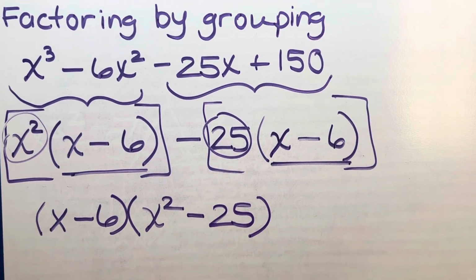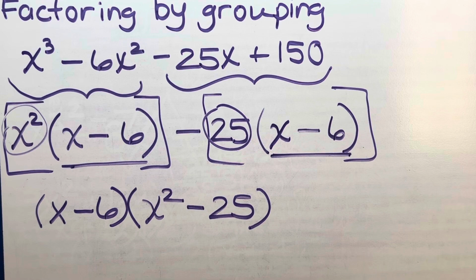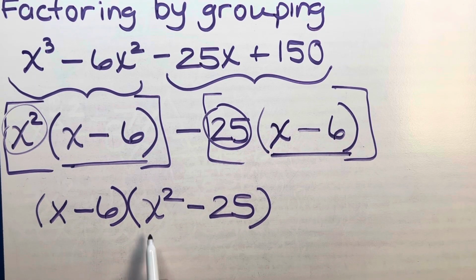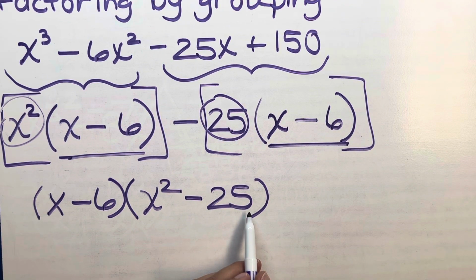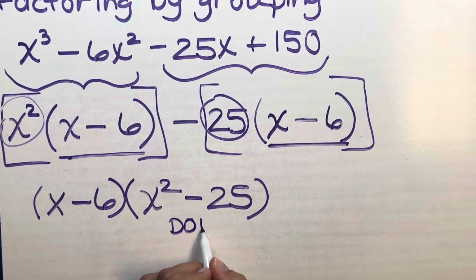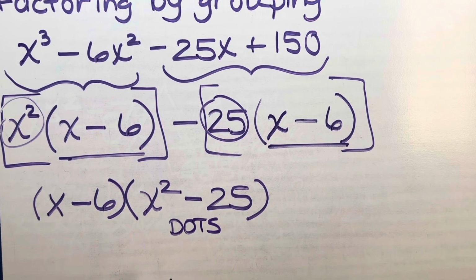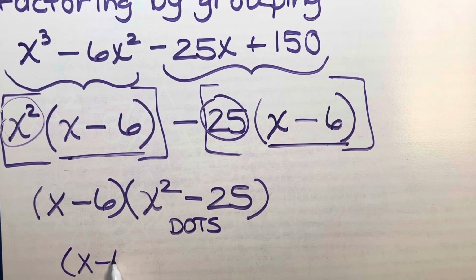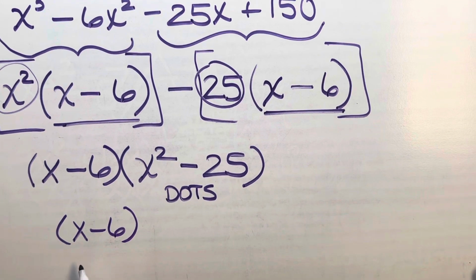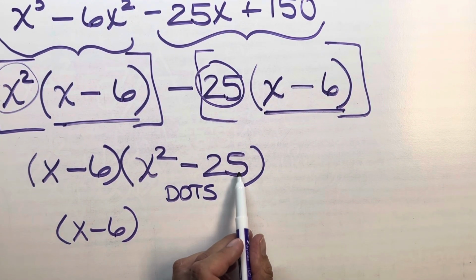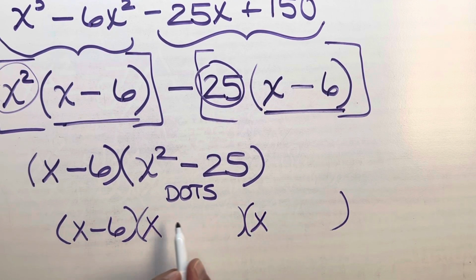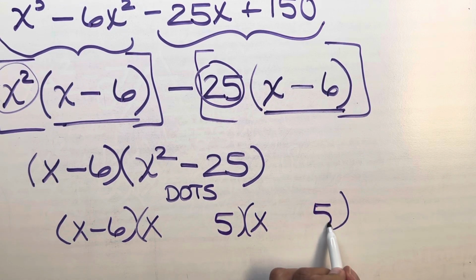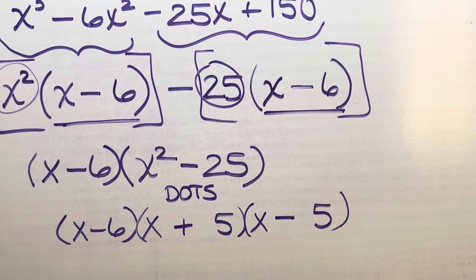Okay. So now I factored with grouping, but this one is a special case because if you notice from previous factoring videos, we've talked about what to do when you see a difference of 2 squares. So I'm going to wrap this up by leaving my x minus 6, which I cannot do anything further with, but I have an x squared minus 25, and the difference of squares pattern says that I take the square root of the first term, the square root of the last term, and I make one of them plus and one of them minus.